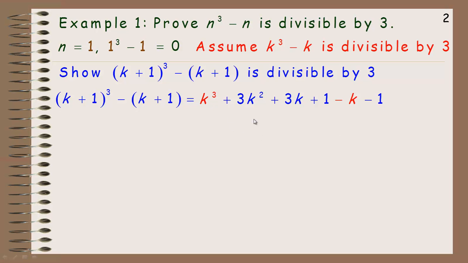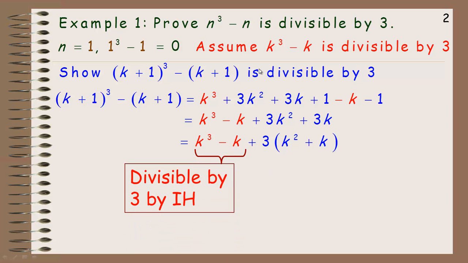Now the reason that this term and this term are red is I want to draw attention to that's where the induction hypothesis, this assumption part, comes from. And so I'm just going to rearrange this with a k cubed minus k first, and then 3k squared plus 3k, the 1 and negative 1 of course add to 0. And so notice that the last two terms here have a common factor of 3. So I'm going to factor a 3 out.